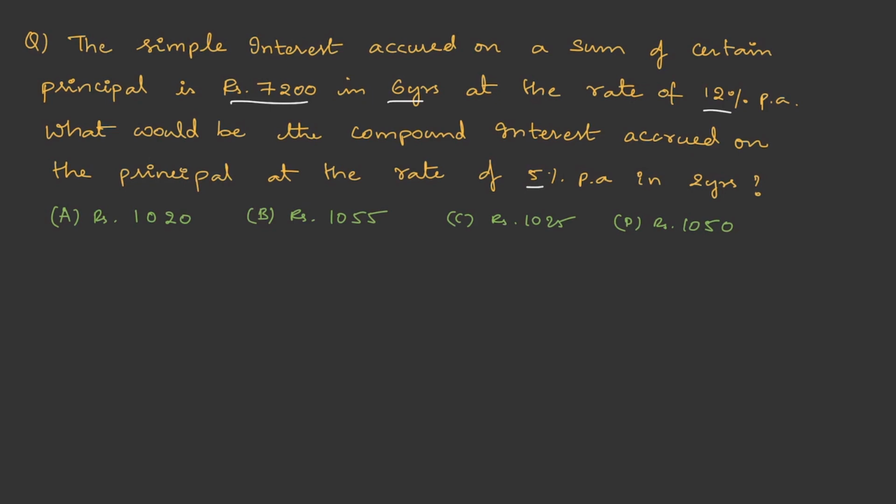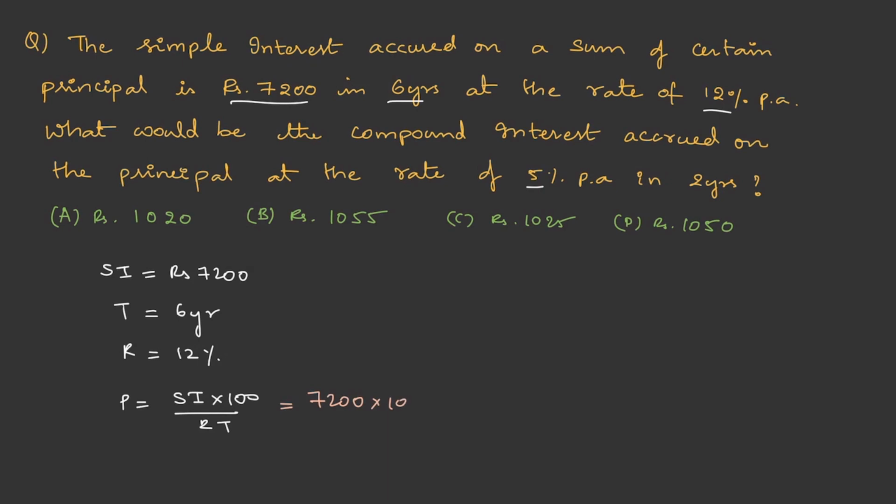To solve this, first let's get into the simple interest. For that, let me write the data. Simple interest is given as rupees 7,200, time is 6 years, and the rate is 12%. And principal is unknown, but we know the formula. Principal is simple interest into 100 by R into T. Now when we substitute the values, that is 7200 into 100 by 12 into 6, this is 10,000 rupees.